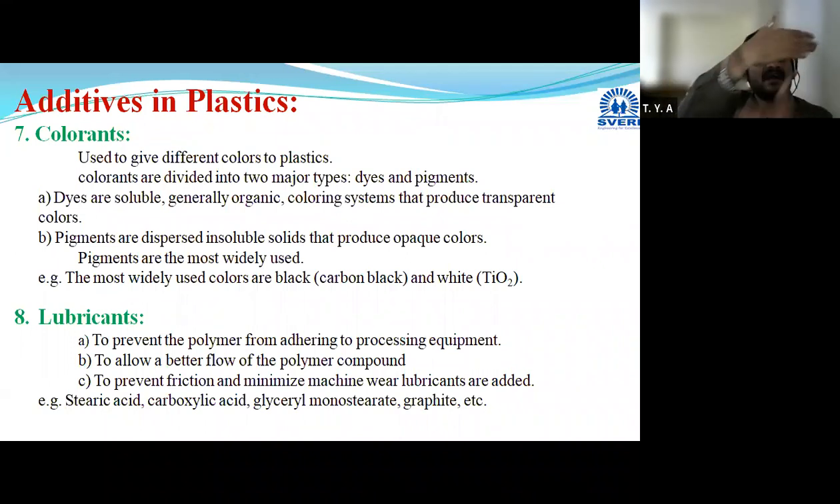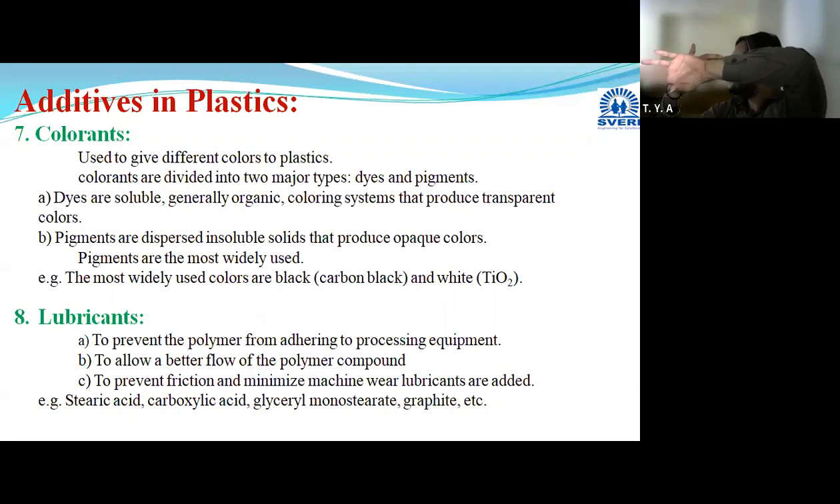If a paint layer is given on the wall and it is transparent, you can see through that layer. Those colors are your dyes. They give you transparent colors. And pigments are those which give you opaque color, meaning light will not pass through. Only a dark, thick layer will be observed. You cannot see through it.